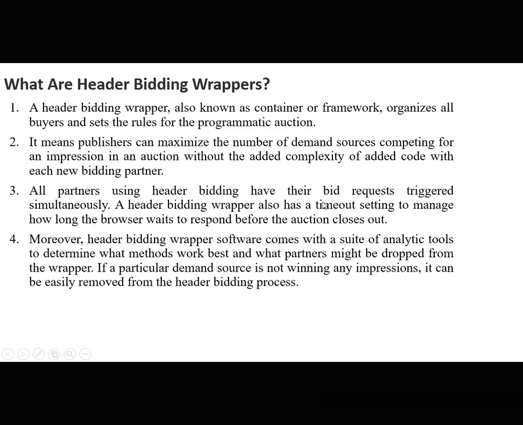All partners using header bidding have their bid requests triggered simultaneously. A header bidding wrapper also has a timeout setting to manage how long the browser waits to respond before the auction closes out. Moreover, header bidding wrapper software comes with a suite of analytic tools to determine what methods work best and what partners might be dropped from the wrapper. If a particular demand source is not winning any impressions, it can be easily removed from the header bidding process.